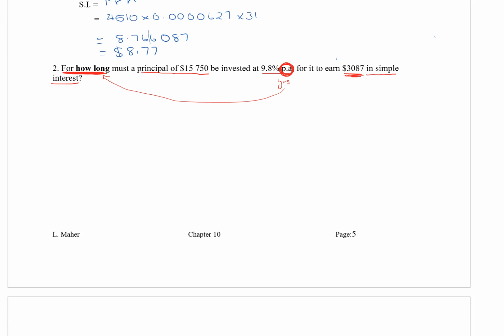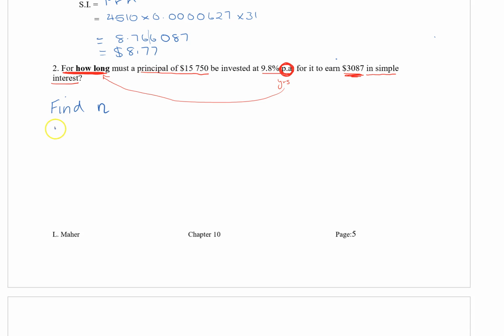Let's start, as I've suggested you always do, identify what you have underlined. For how long means we find the how long, which is the time in the formula, that is n. If you didn't pick that up, go back and watch the first video again. That's the benefit of having these videos. You can hear the explanation about the formula again.